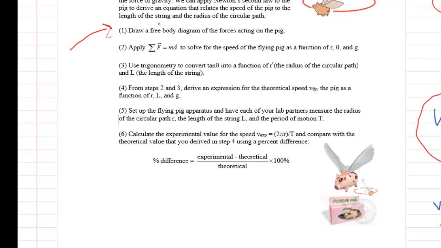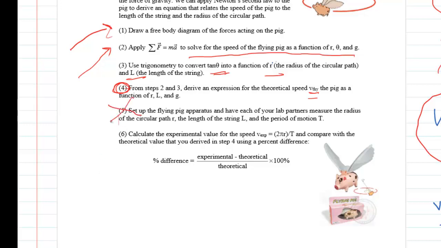Pretty straightforward. I kind of did that for you. There's just tension and gravity. You're going to apply sum of the forces equals ma in both the x and y directions. So you're going to solve for the speed in terms of r, theta, and g. Then you're going to convert tangent theta into a function of r and L. I'd like to see how you actually do that conversion. Then ultimately, you're going to derive an equation for the theoretical speed that's going to be a function of r, L, and g. And that's kind of what I was doing over here. I didn't write the exact equation out because I want you to derive it.